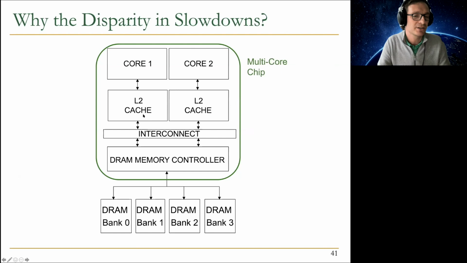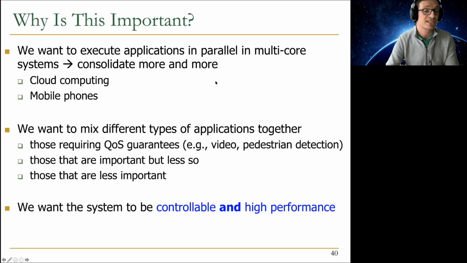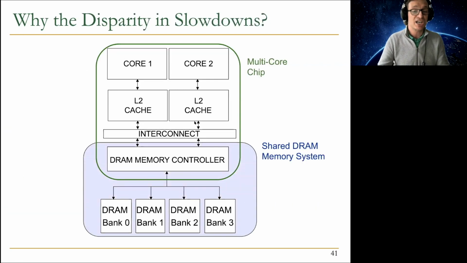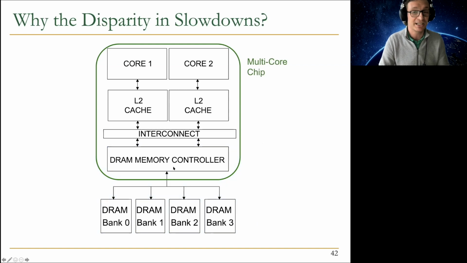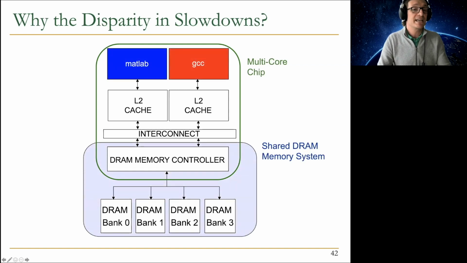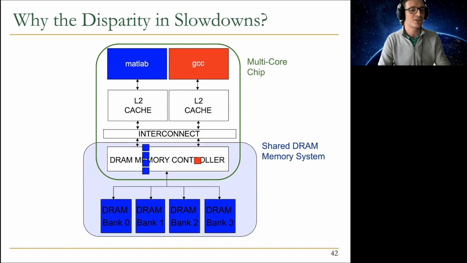Okay, now let me give you the answer. We actually did a lot of studies, and we basically nailed down the problem to the memory controller. Because in the system that we tested, L2 caches were private, so the cores did not interfere with each other in the L2 caches over here. So we have a shared memory system, and you have a memory controller over here. And let's say we're running MATLAB and GCC together concurrently. MATLAB keeps sending a lot of requests to memory. GCC sends requests once in a while because it's not very intensive. It doesn't require a lot of data from memory. And it turns out the memory controller somehow almost always prioritizes MATLAB.